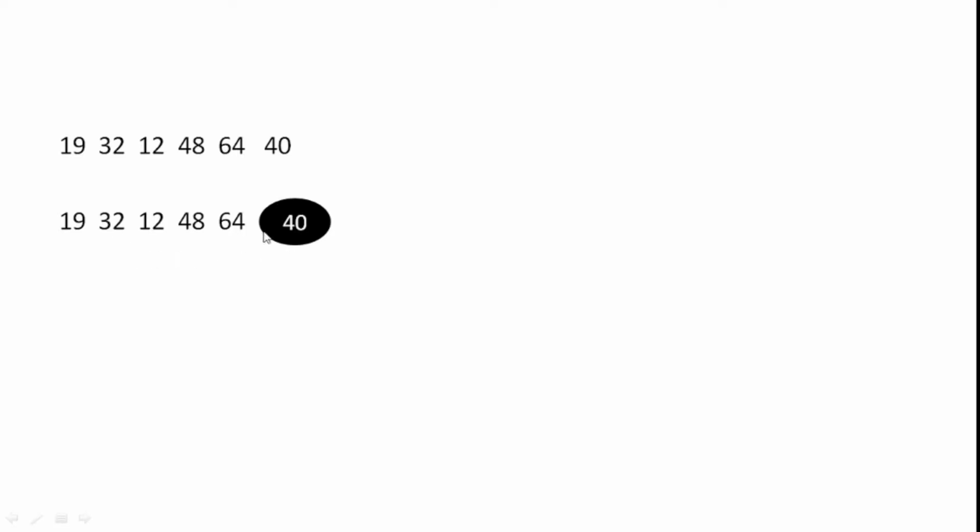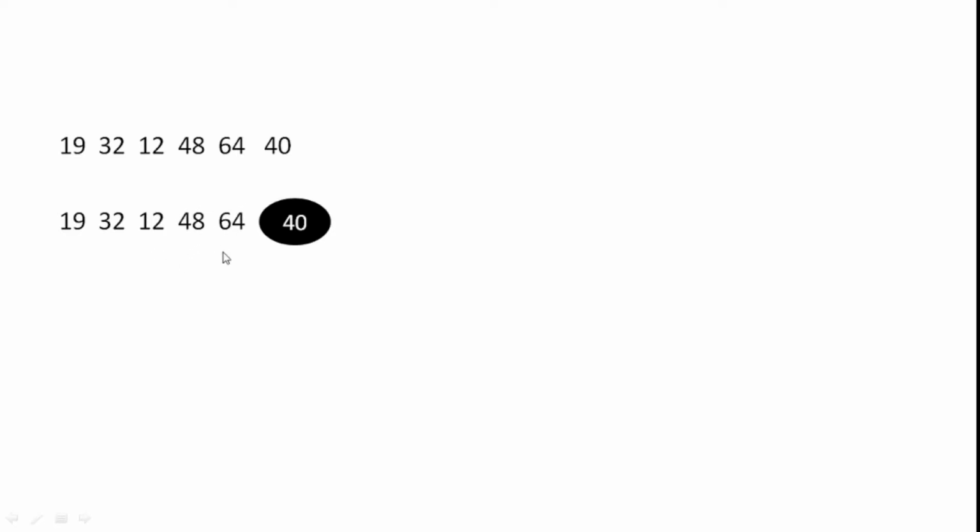The next value is 32, which is compared with 40. 32 is lesser than 40, so we increment i and exchange the values at i and j. i was pointing at 19, and after incrementing it points at 32, so exchanging 32 with 32 gives the same array again. 12 is then compared with 40. 12 is also smaller, so we exchange 12 and 12, get the same array, and j is incremented.